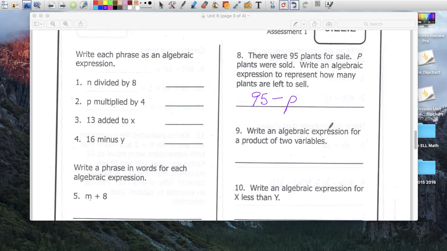Write an expression for a product of two variables. Well, the product is multiplication. We're multiplying two things. Let's just call it A times B. There you go, two variables. Write an expression for x less than y. If you just translate it as it is, x is just x, less than is just subtraction, and y is y. Because it's a turnaround word, it becomes y minus x.